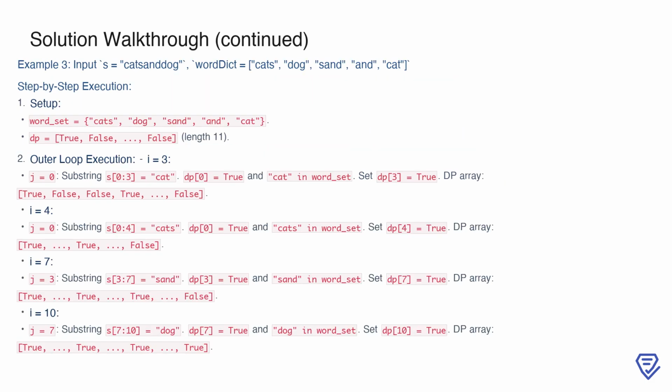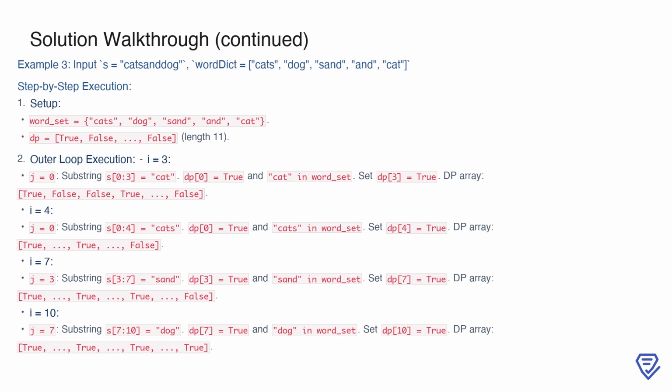Now let's analyze the example where the string is "catsandog" and the word dictionary contains "cats", "dog", "sand", and "cat". First, we convert the word dictionary into a set, resulting in word_set equals {cats, dog, sand, cat}. The dp array is initialized with a size of 11, corresponding to the length of the string plus 1, with dp[0] set to true. In the outer loop, at i equals 3, the substring s[0:3] equals "cat". Since dp[0] is true and "cat" exists in the word set, we set dp[3] to true.